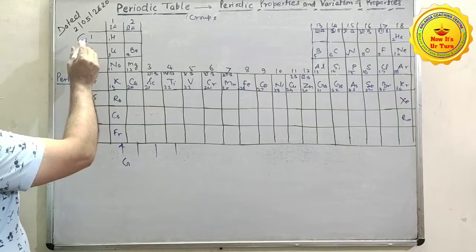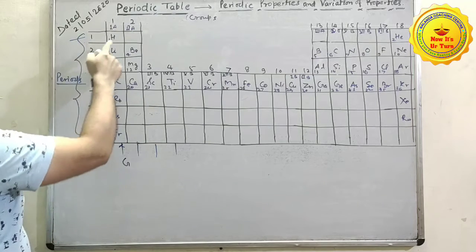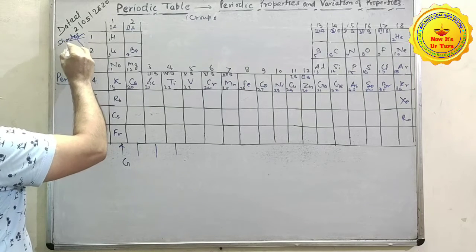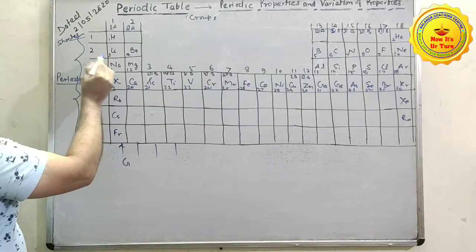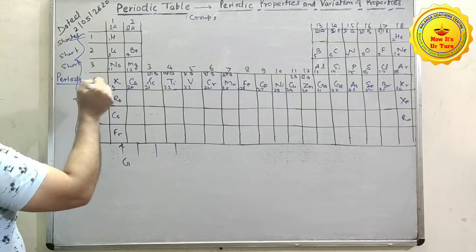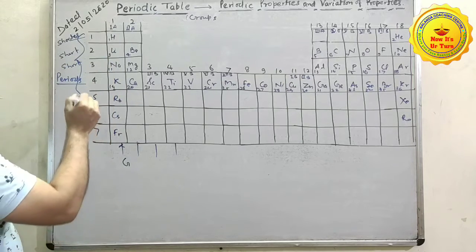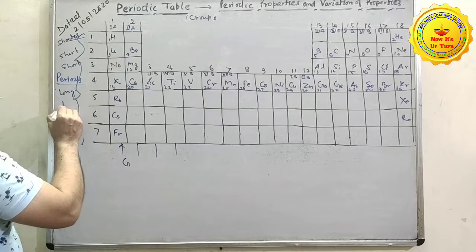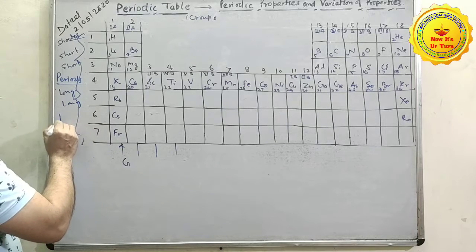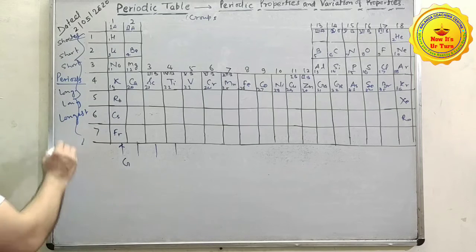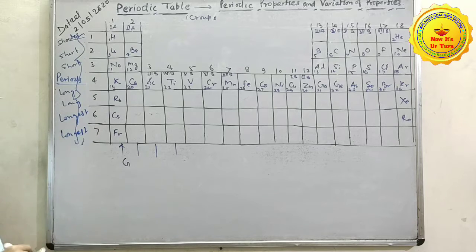Here, this first is shortest period. Clear? And these two are short periods, second and third, and 4th and 5th, these are long, and 6th and 7th are longest. Clear? Longest. Clear?